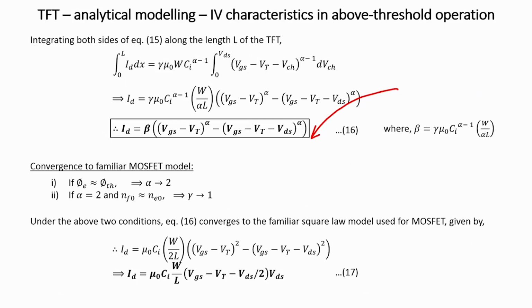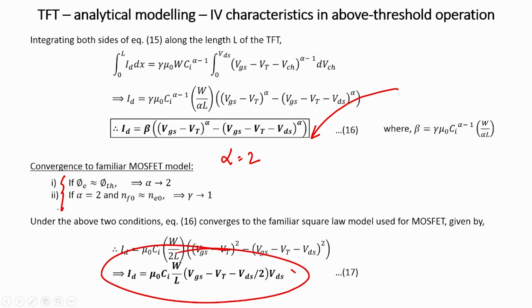Okay. So, in the case of MOSFETs, alpha was simply 2, and we ended up with this particular relation. But even in the case of TFTs, if these particular assumptions are made, then you will find that the current voltage characteristics of a TFT is quite similar to the current voltage characteristics of a MOSFET.